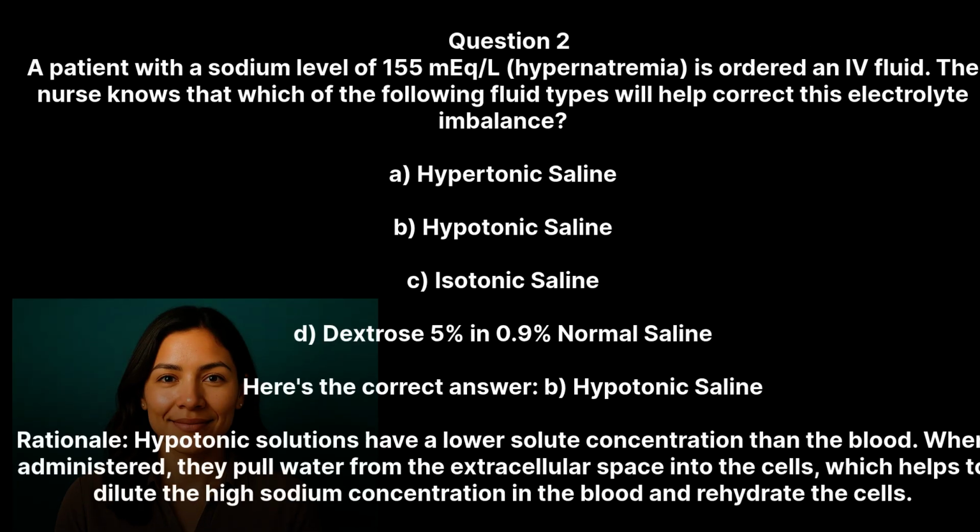Question 2. A patient with a sodium level of 155 mEq/L, hypernatremia, is ordered an IV fluid. The nurse knows that which of the following fluid types will help correct this electrolyte imbalance? A. Hypertonic saline. B. Hypotonic saline. C. Isotonic saline. D. Dextrose 5% and 0.9% normal saline. The correct answer is B. Hypotonic saline. Rationale. Hypotonic solutions have a lower solute concentration than the blood. When administered, they pull water from the extracellular space into the cells, which helps to dilute the high sodium concentration in the blood and rehydrate the cells.